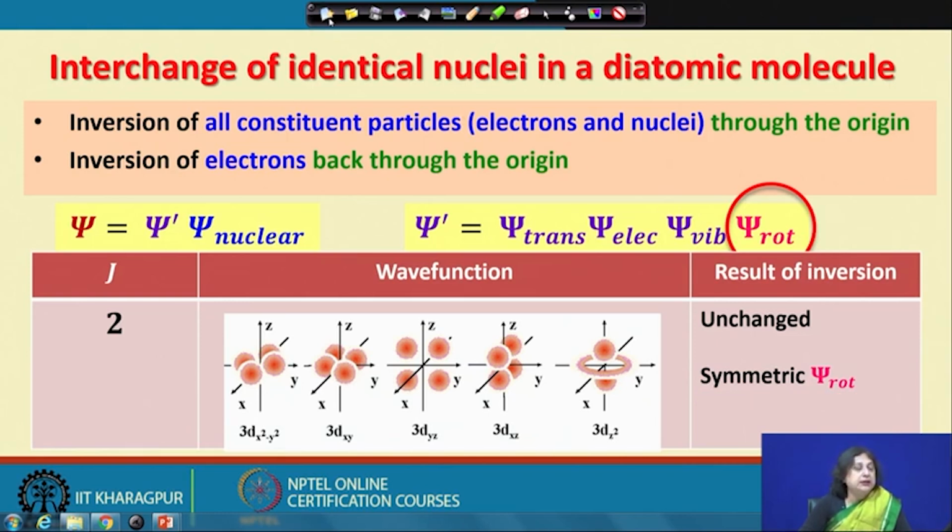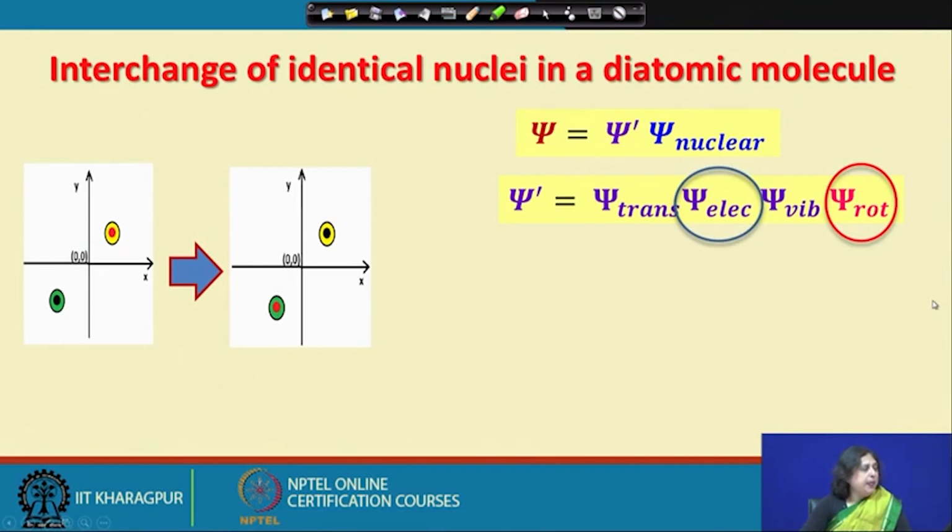Now, with all these results in hand, we can say the following. I am looking at this kind of a process where I am going to look at the interchange of the identical nuclei, and I am going to do this by an inversion through the origin, which is the midpoint shown over here. Now, the symmetry property of overall psi will depend on the symmetry property of psi rot and psi nuclear.